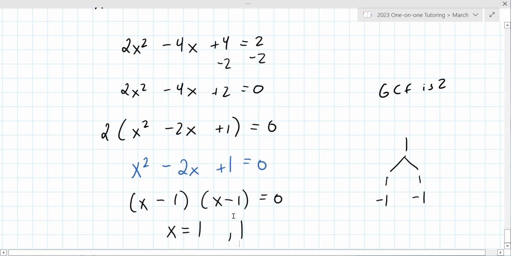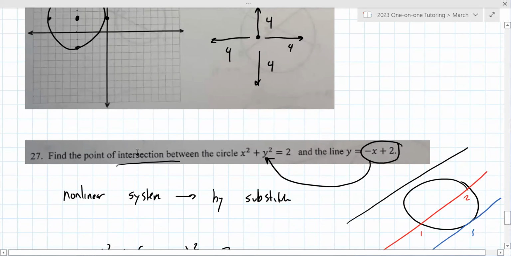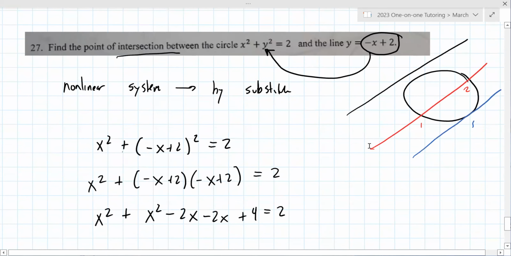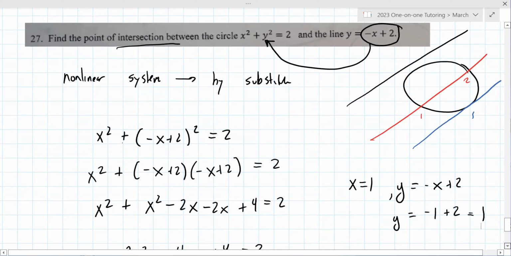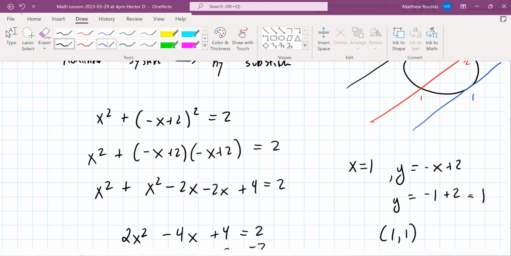But that's not the final answer. You get this far, and you've got to be careful. It's like, what are we even doing? You know, x is 1, but you're going back. You're finding the point of intersection, so you need both x and y. So you choose one equation or the other. We'll choose that second one. If x is 1, y is minus x plus 2. Minus 1 plus 2 is +1. So this is actually that blue case where there's only one solution.